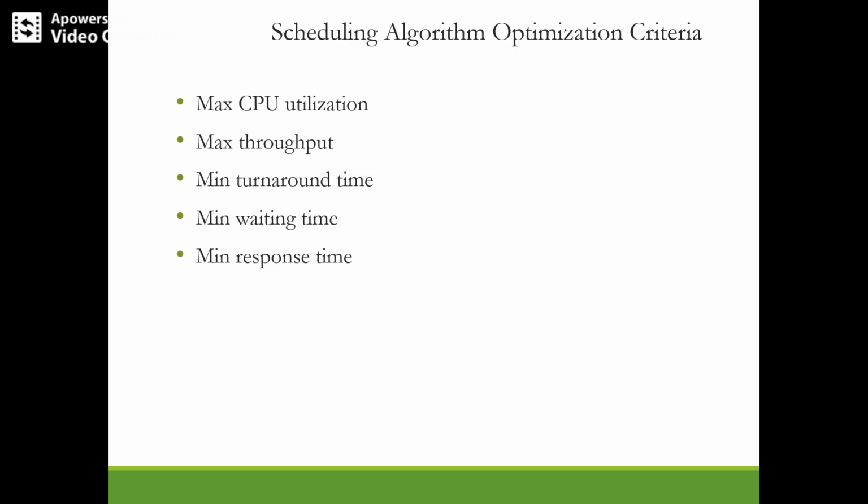And finally, the response time of a process must be minimum. That is, it should take less time to respond. So only then can we say that it's an effective scheduling algorithm.